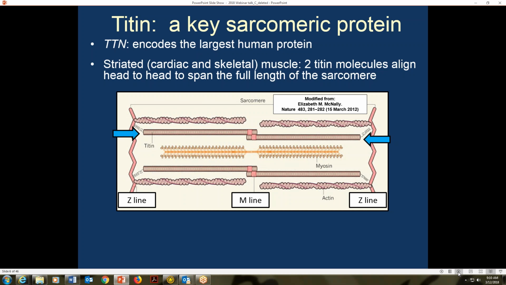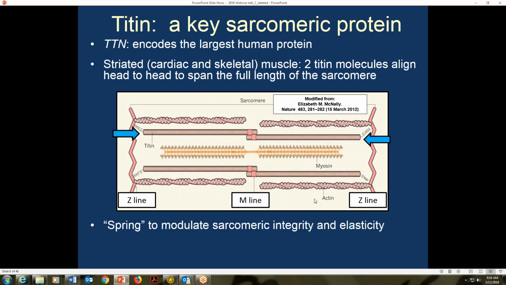Titin is shown with the blue arrows. The Z lines on either side are the things that come together during a muscle contraction and then move further apart when the muscle relaxes, whereas the M line stays steady in the middle. And that's the basis of muscle contraction. And it's the myosin and actin in that diagram that drive that pulling.